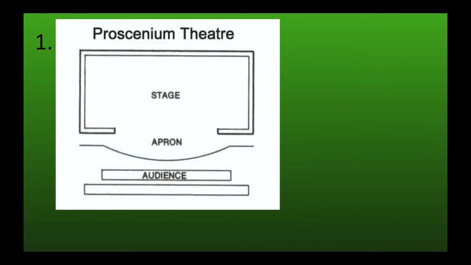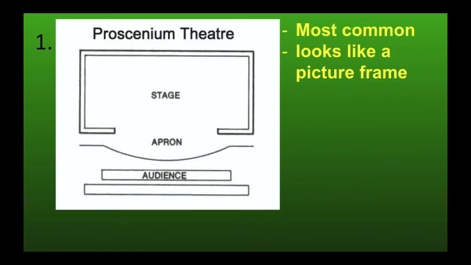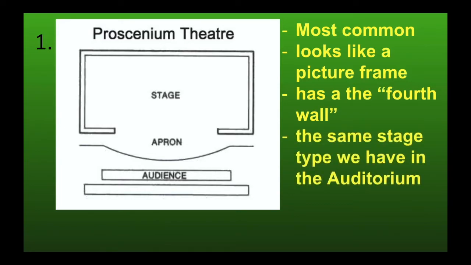Number 1 is the proscenium theater. Prosceniums are the most common type of theater. When you sit down and look at it from the audience, it looks like you're looking at a picture frame or a television. It has a fourth wall that we are watching through. It's the same type of style as most auditoriums in theaters. Where I work, ours is the proscenium style.